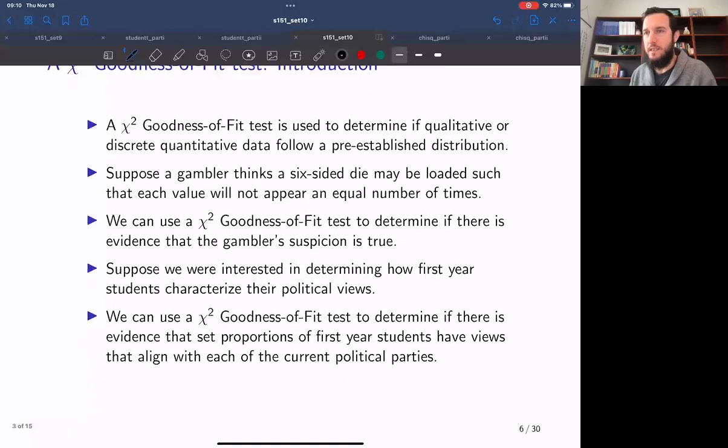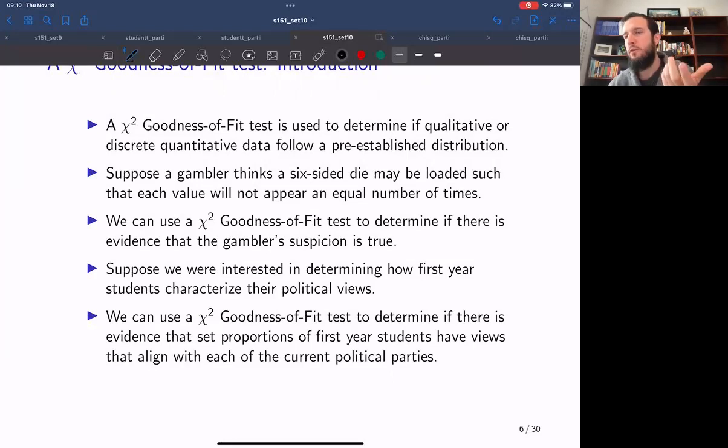All right, so our goodness of fit test is used to determine if a set of frequencies adhere to a pre-established pattern. So the goodness of fit test has a very unique purpose. We're no longer asking a question about a population parameter like a mean. We're asking, do the data that we have collected follow the pattern that we would expect them to follow?